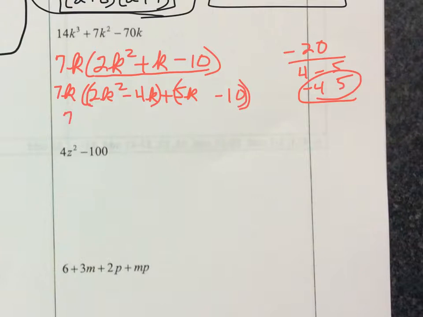Okay, so we can't throw this 7k away. It's always going to be part of our answer. Out of 2k squared and minus 4k, we can take out 2k. 2k out of 2k squared leaves k. 2k out of negative 4k leaves negative 2. Out of 5k minus 10, I could take out a 5. 5 out of 5k leaves k. 5 out of negative 10 leaves negative 2.